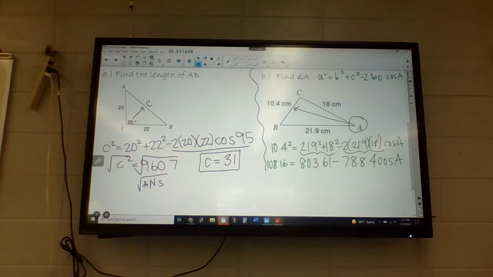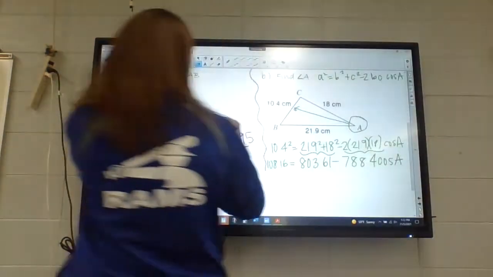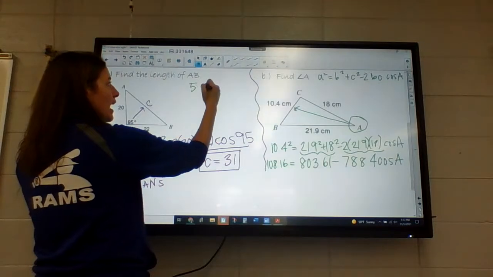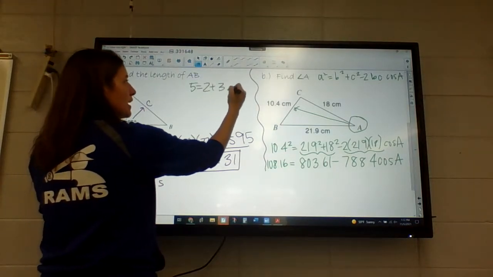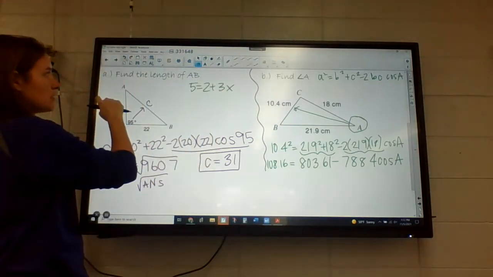Alright, this is where usually people go wrong. That subtraction's like screaming at you, like subtract. Don't subtract. Why can't you subtract right now? It's with the cosine. It's attached to the cosine. Think about this, like go back to algebra 1. If I had this, well, I should do a subtraction.